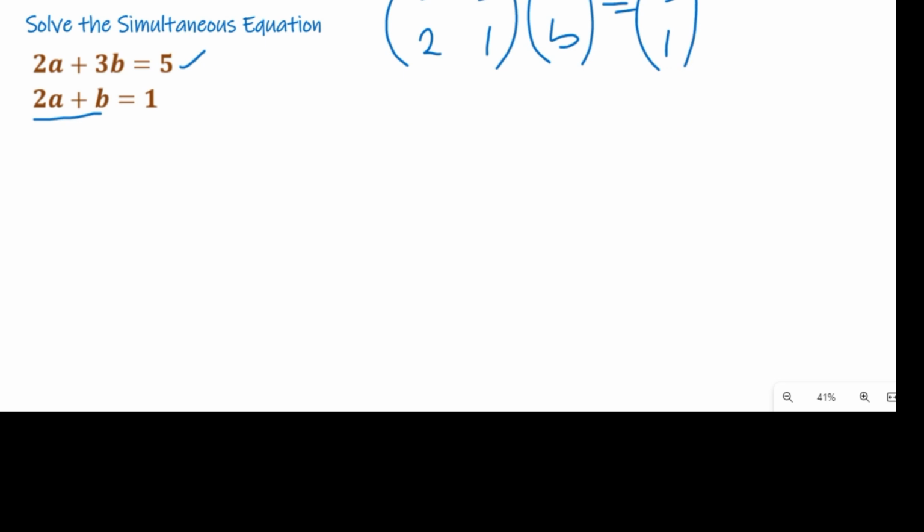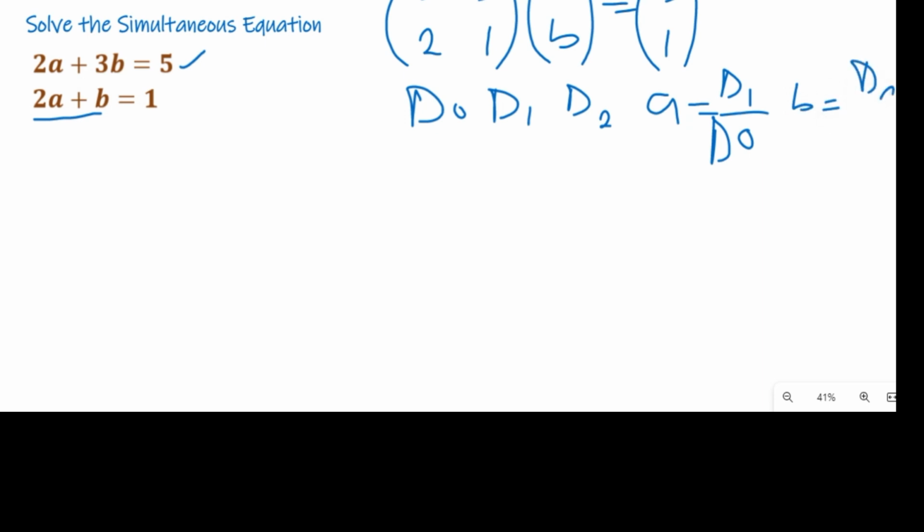In solving this equation using Cramer's rule, we are going to find the values of D0, D1, and D2. In this solution, we'll have a equal to D1 divided by D0, and b equal to D2 divided by D0. Now let's get started.